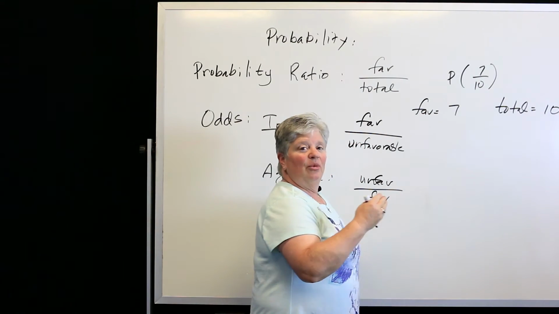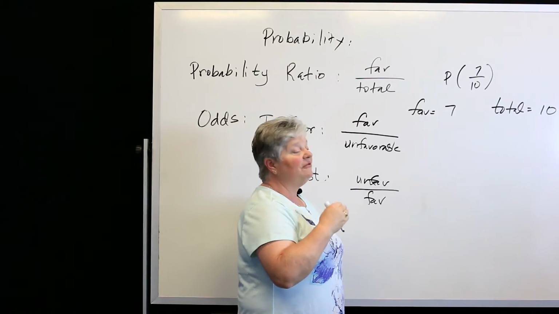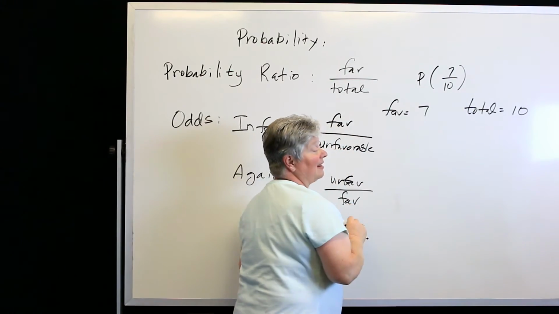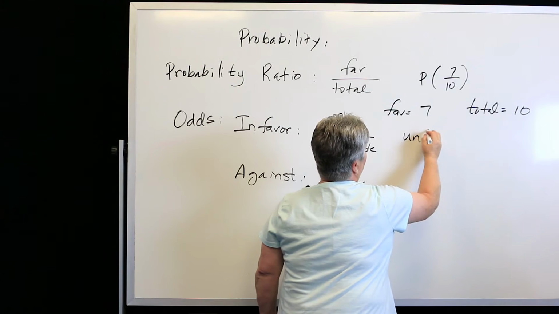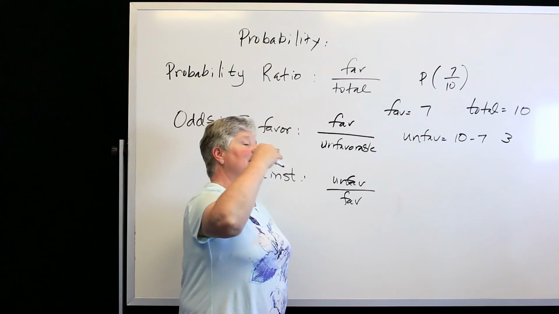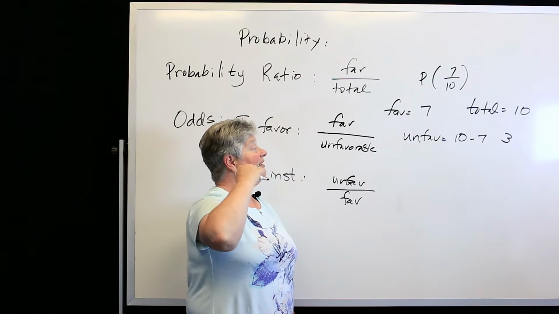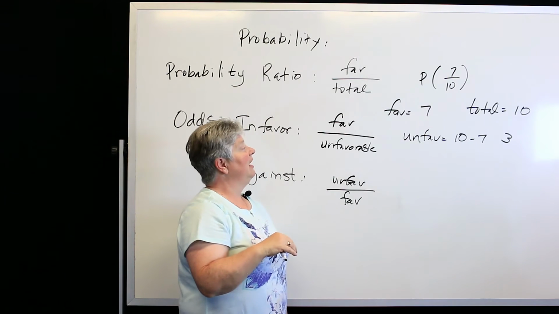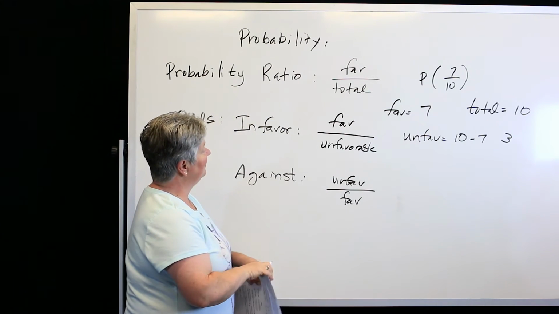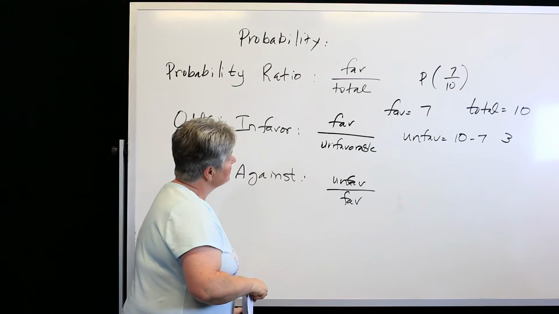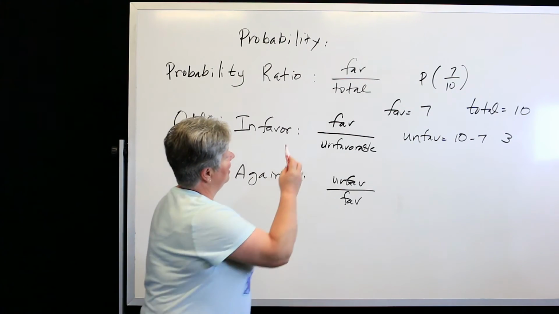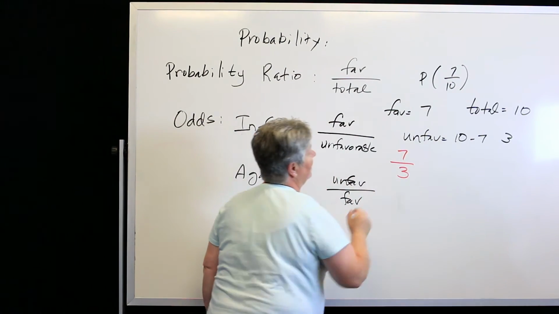So if I want to determine how many unfavorable outcomes we have, what I have to do is take the 10 and subtract the 7. So that unfavorable is 10 minus 7, or 3. So think of it as there's 7 ways it will happen, there's 3 ways it will not happen, and there's a total of 10 ways. So now if I want to look at my odds in favor, I would say that we now are talking about a 7 to 3 ratio.